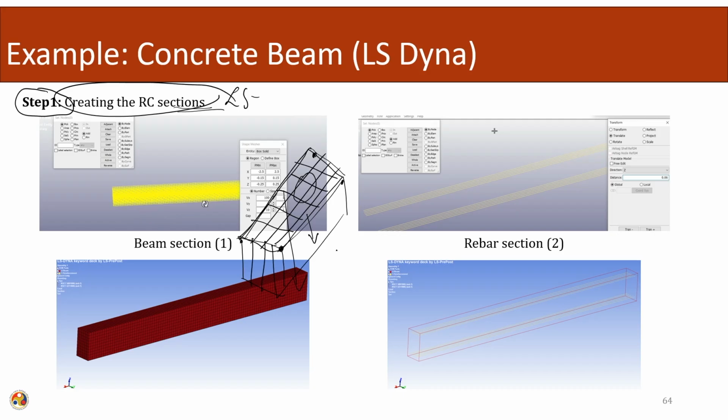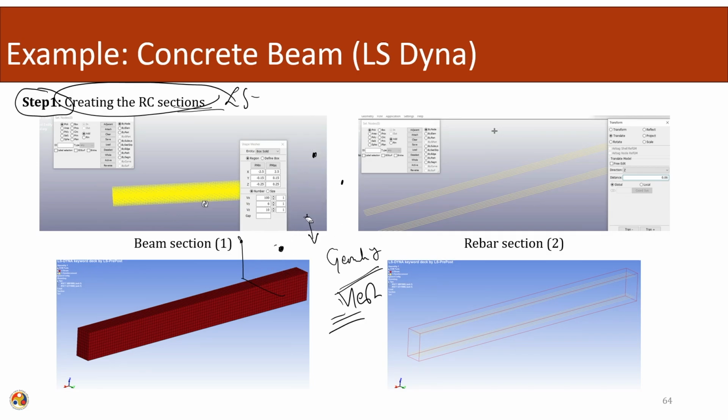So, first of all, we need to create the geometry of the section. After we create the geometry of the section, we need to mesh the section. After meshing the system, let us say we are trying to create a reinforced concrete beam. After that, we can switch off the system. So, this is the concrete beam that we have created.